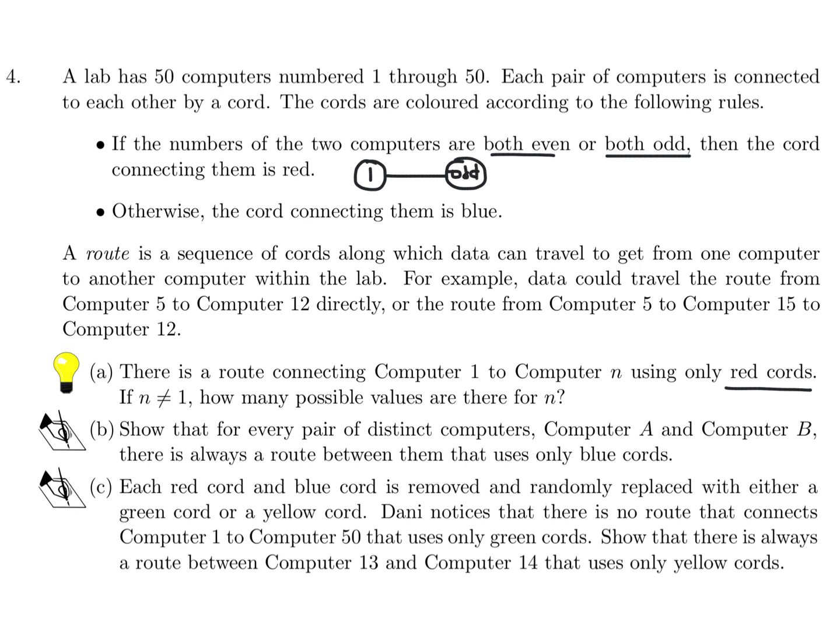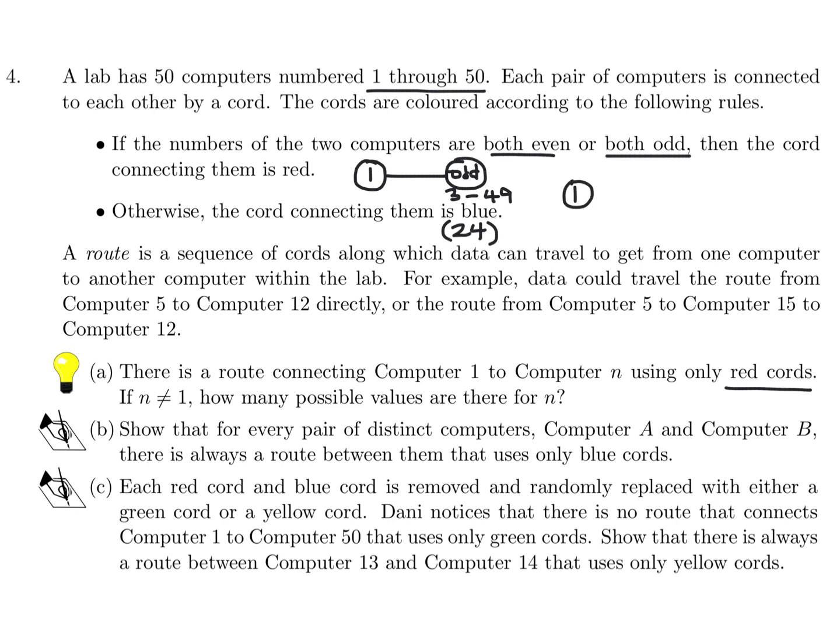And how many odd numbers are there? The computers are labeled 1 through 50, so the odd numbers are 1, 3, 5, all the way up to 49. And 3 to 49 is a total of 24 numbers. So it looks like the answer is 24, but then you could keep going here, right?